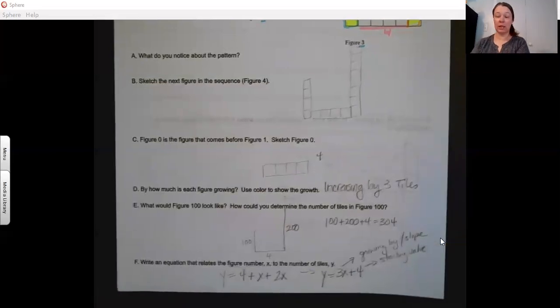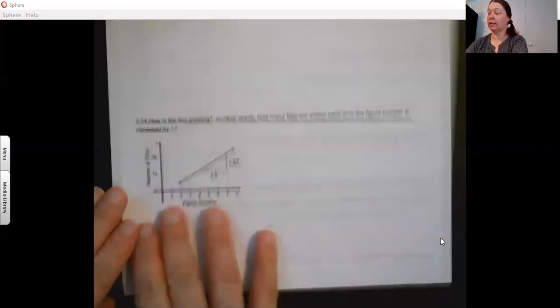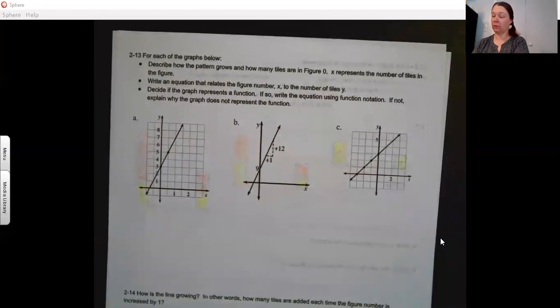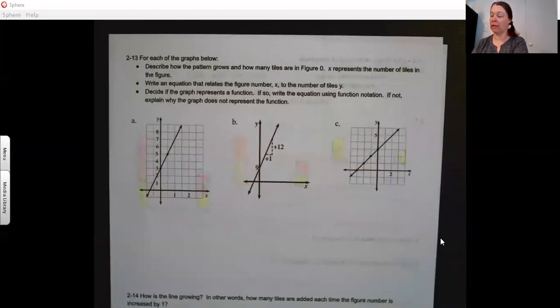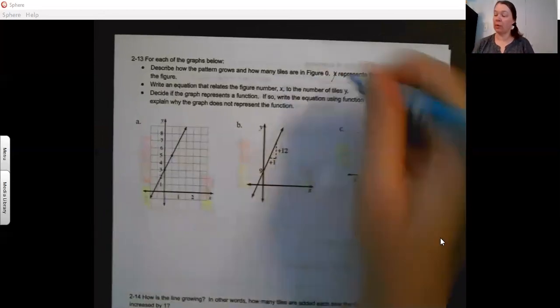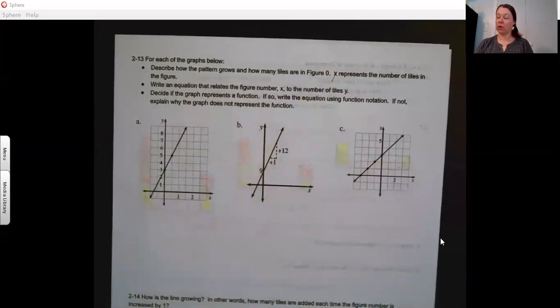So we're going to use those ideas of how much we're growing by and what was our starting value as we get into this next set of examples. Okay, so for number 13, describe how the pattern grows and how many tiles are in figure 0. Y represents the number of tiles in the figure. Write an equation that relates the figure number x to the number of tiles y. Decide if the graph represents a function. If so, write it in function notation. If not, explain why not. Okay, so there are a few things going on in there.